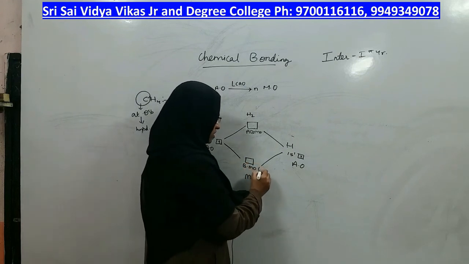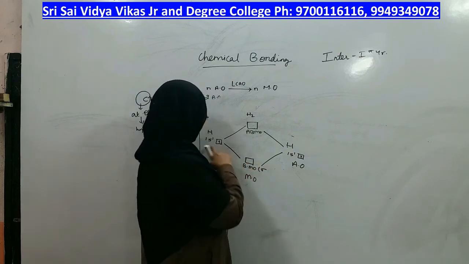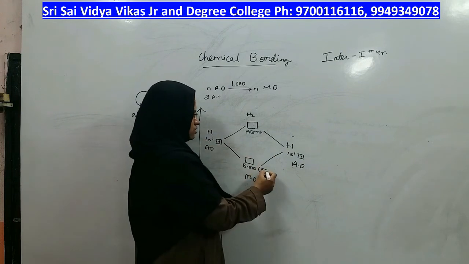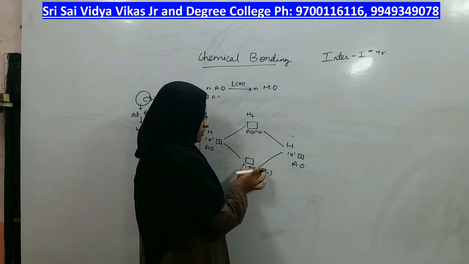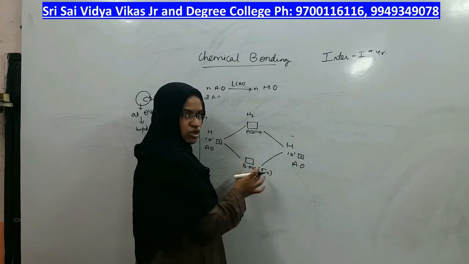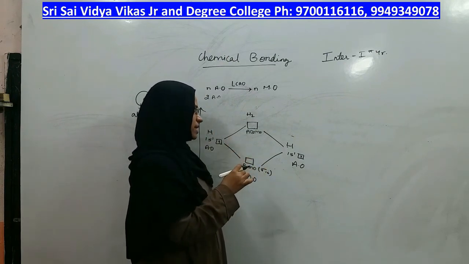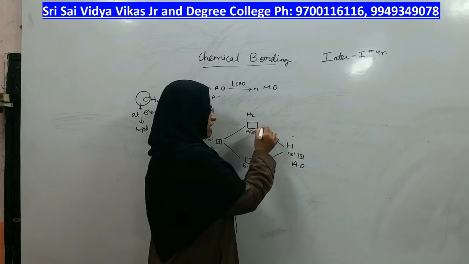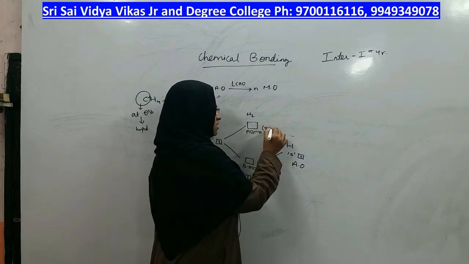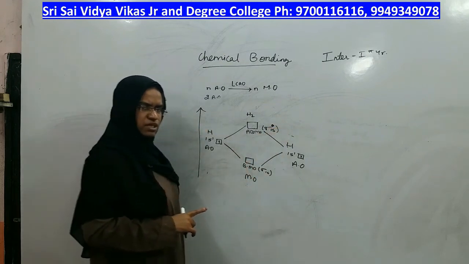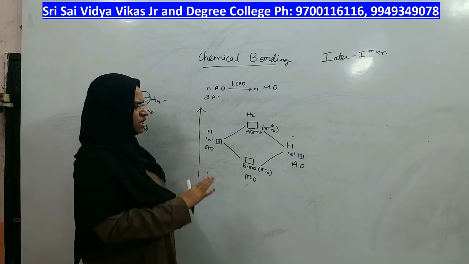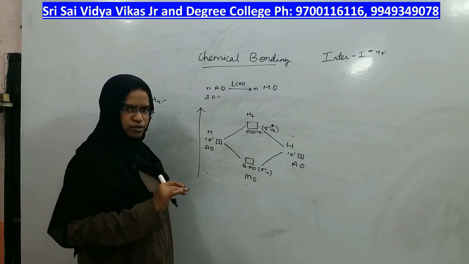So what is the name of this? Sigma. What is the atomic orbital? 1s. So you will write sigma 1s. Whatever is the bonding molecular orbital, exactly the same will be the anti-bonding molecular orbital. So for anti-bonding, we will just write sigma star 1s. If bonding is sigma 1s, anti-bonding becomes sigma star 1s. These are the molecular orbitals we got.